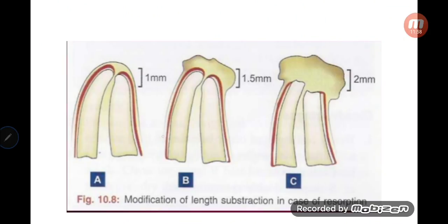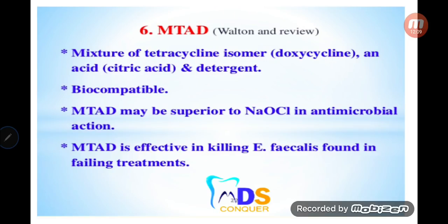This is Weine's modification of determining working length. Regularly you need to go 1 millimeter short. In the case of bone resorption, you need to go 1.5 millimeter short. In the case of bone as well as tooth resorption, you need to go 2 millimeter short of the apex.